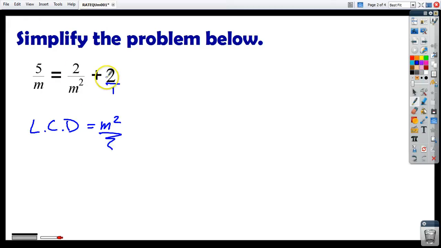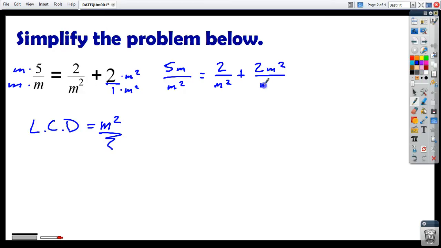So how do we get all of these to have the same denominator? Well, let's take a look. Here we've got m. It just needs a second factor of m to go with it. So we'll get 5m over m squared equals. Now this one already has the denominator we need, so there's nothing we need to do there except recopy it. And then 2, or 2 over 1, we need m squared there, so I'm going to multiply the bottom by m squared, and I'm going to multiply the top by m squared. So I get 2m squared over m squared.